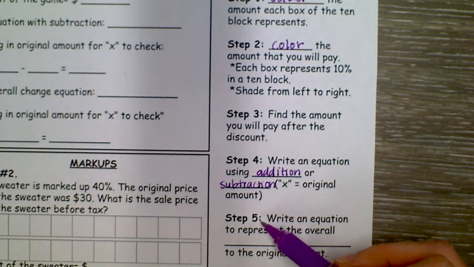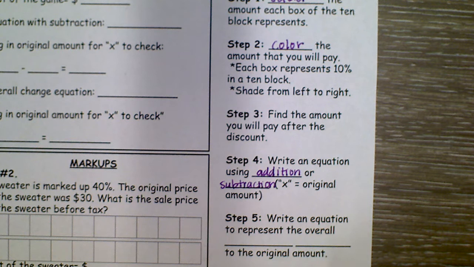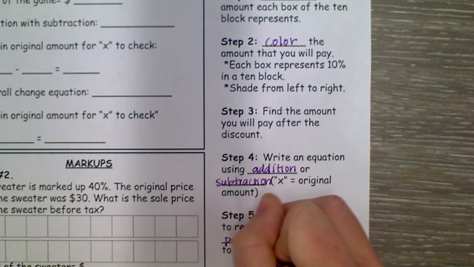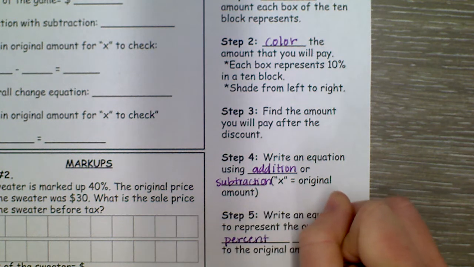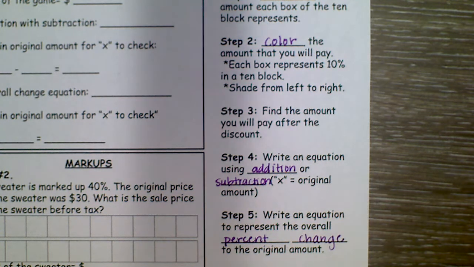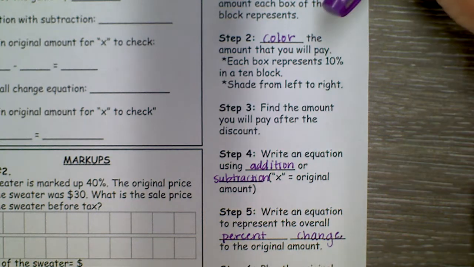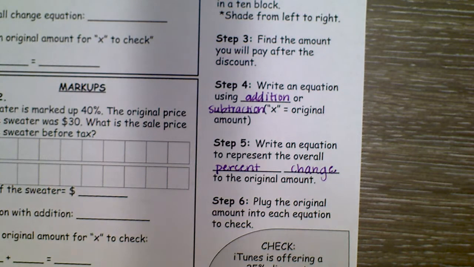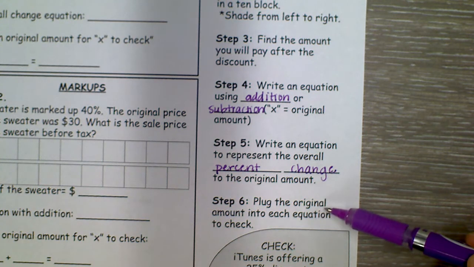Step 5 is going to be the second equation you will write, and it's going to be an equation to represent the percent change to the original amount. So for instance, if you have something that has a 20% discount, you're paying the remainder 80%. That's the percent change that I'm talking about. Step 6, you'll plug your original amount into each equation. So that's your x value. You'll plug it in to check.